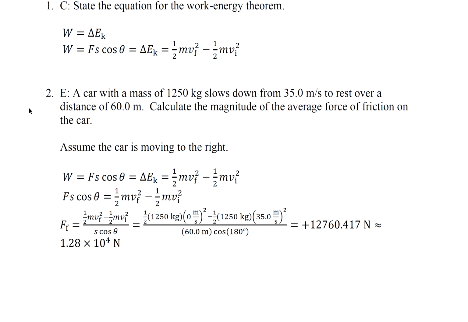So theta is 180 degrees. So we know V final is 0. We know V initial is 35. Solve for the force of friction. And then we get an answer, about 1.28 times 10 to the 4 newtons.